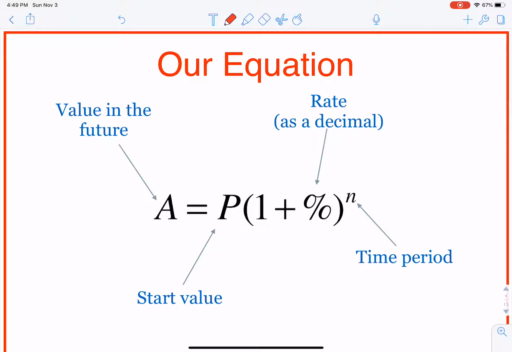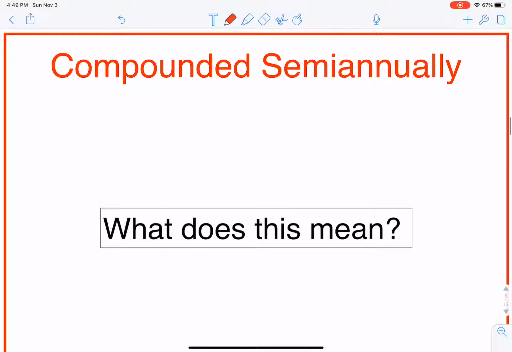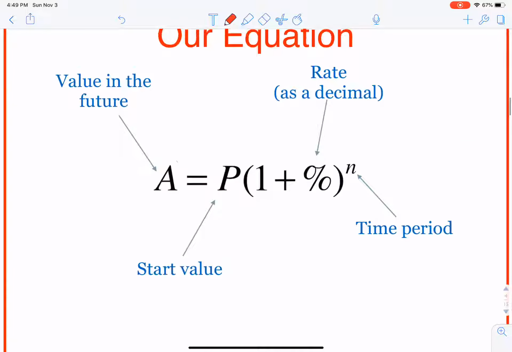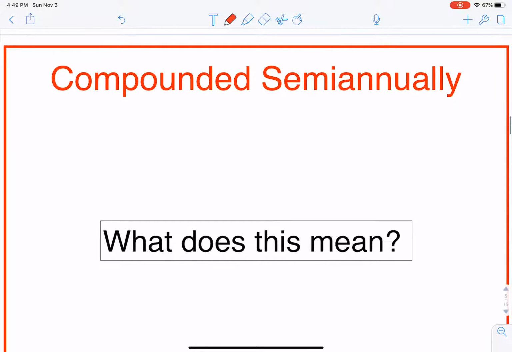So what have we been doing? Our value in the future is equal to the starting value times 1 plus our percent raised to the amount of time. So this is the equation that we've been using up above. So what we've been doing is we've been compounding our interest once per year. So when I say compounding, I mean we've been adding on our interest to our initial investment one time per year. But what if we were to compound semi-annually?